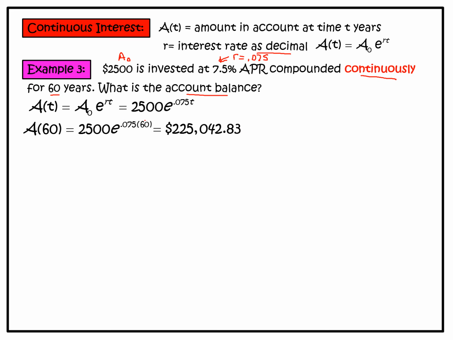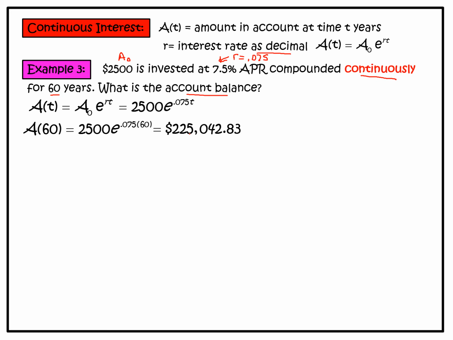And if you compute that, you get $225,042.83. Whoa, how about that? So you start with $2,500 and you can have $225,000 if you just leave it alone. And this is the power of continuous interest. It's exponential growth. So this grows actually very, very fast.